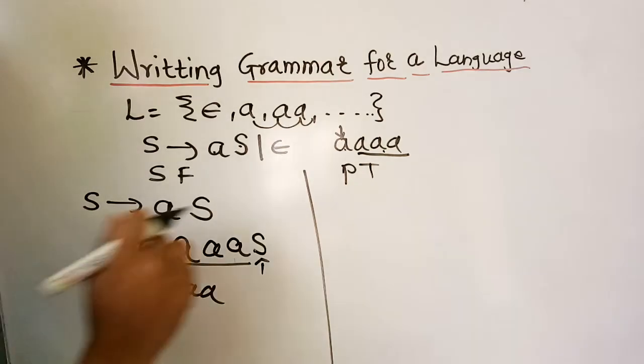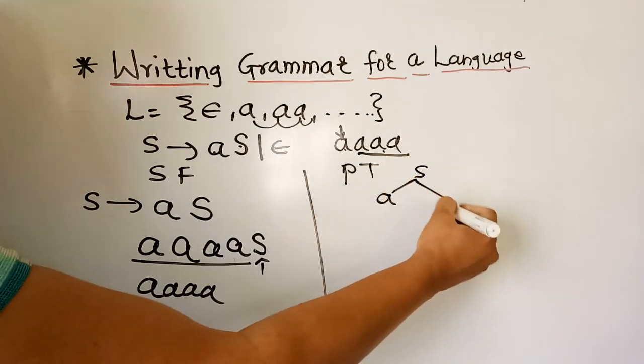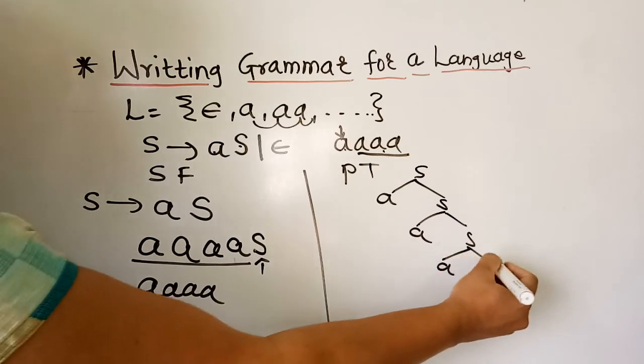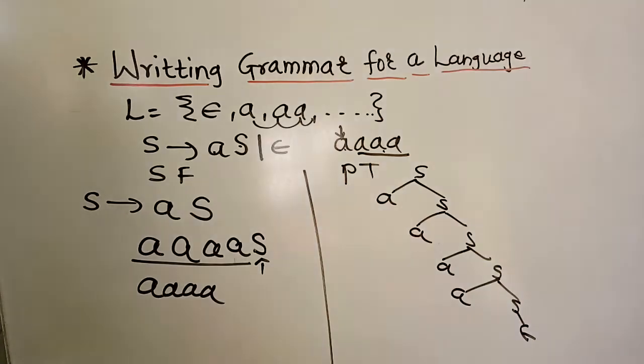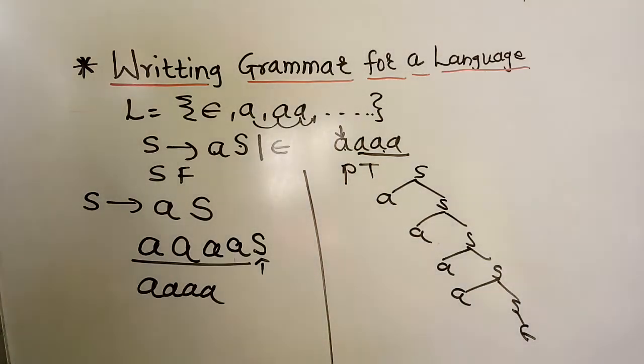Now, what is the parse tree mechanism? It is simple. S gives AS. Again, S is replaced with AS. Again, AS. Again, AS. And finally, this S is replaced with epsilon. So, this is nothing but the parse tree form for the grammar.